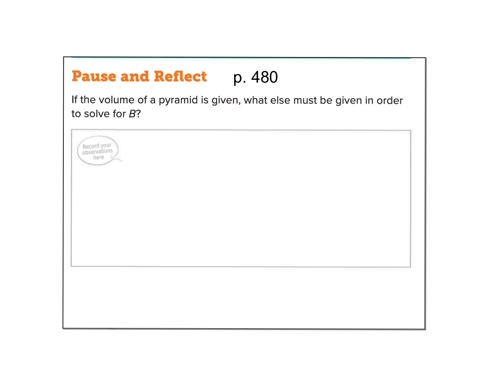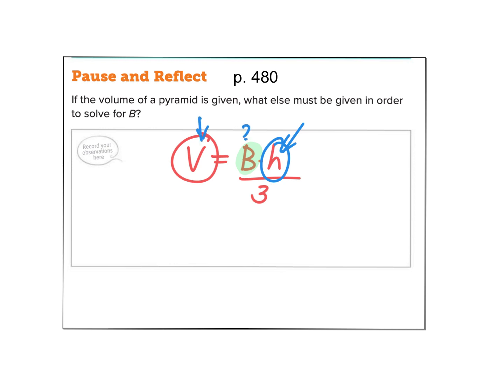Okay, so it says if I have a pyramid, first of all, I'm going to write down my pyramid formula. Okay, it comes to a point. It says if I give you the volume, so if I give you this number, what else must I give you in order to figure out the area of the base? Well, if you want to find that, you have to know one other thing at least, so I would have to know the height. Okay, if I knew that and that, I could find the area of the base. That's what we're going to do next.